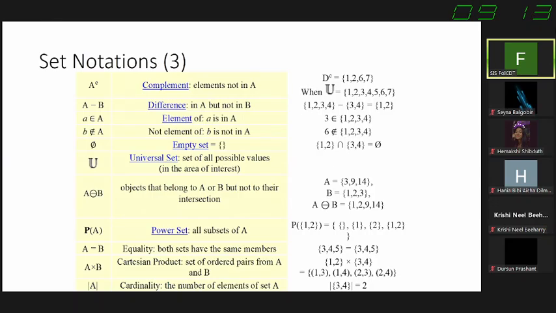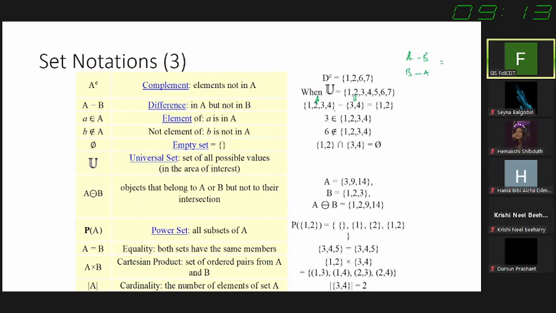Set notations. So what do we have? Complement. So what is a complement? Elements not in A. A minus B. What's the difference? Have a look here. So this is A, this is B. So complement is everything that is not in the set. So A minus B, you have to be very careful about that. A minus B and B minus A will not be equal. Okay, you have to be very careful about that.